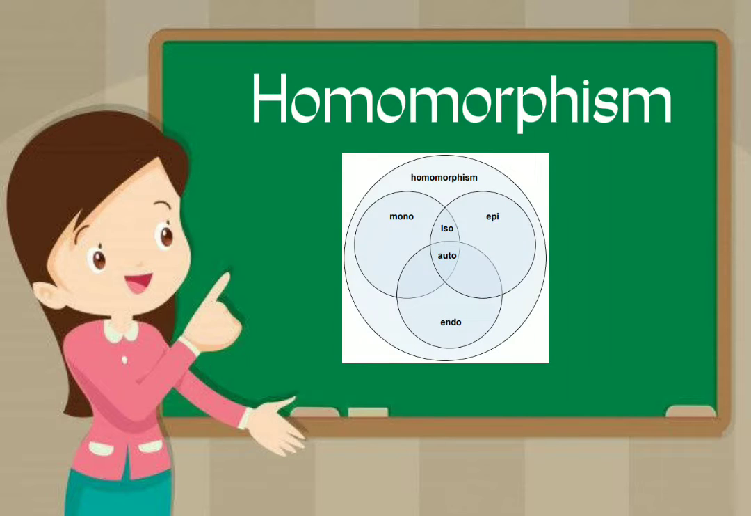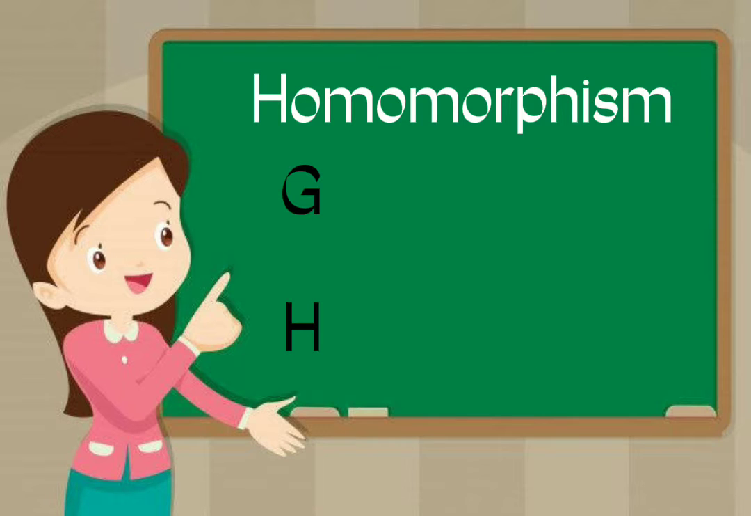A homomorphism is a way to compare two groups for structural similarities. It is a function between two groups which preserves the group structure in each group. So, let us be more specific. Suppose we have two groups G and H.